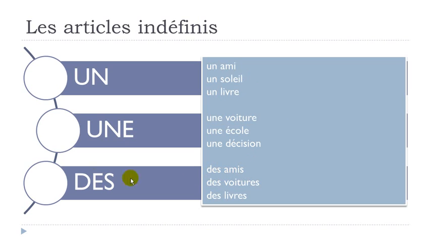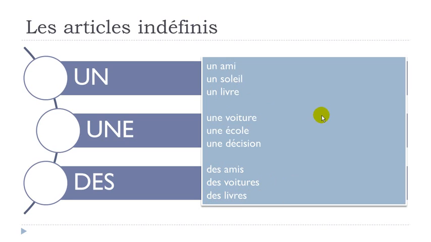Okay, in that case, you've got des, so here, des, and then there is this little liaison, remember, it's been introduced in a previous lesson, you put this little link between the words, des amis. Okay, I've been taking voiture here, a car, just add this S at the end, and then you get the plural form, des voitures. Okay, and then I've been taking back this livre, same thing, you just add S at the end, des livres.